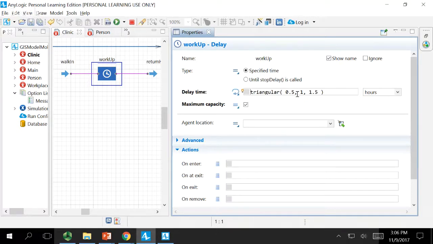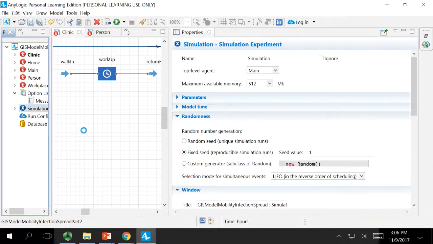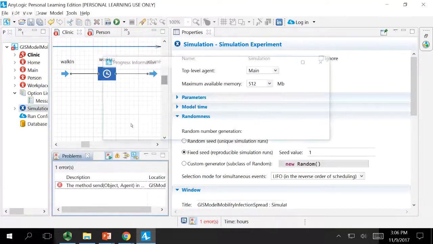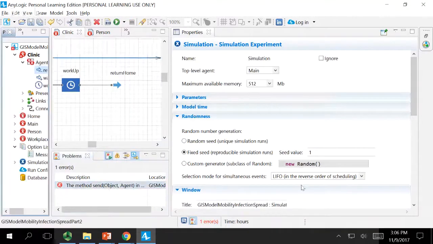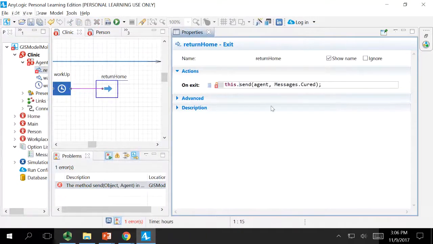Okay, so right now, no matter how many people come in here, that's why its maximum capacity is checked, they leave within somewhere between 0.5 and 1.5 hours. Okay, so let's go run this thing. Okay. Send. Oh, you know what? I reversed it. Sorry, folks.